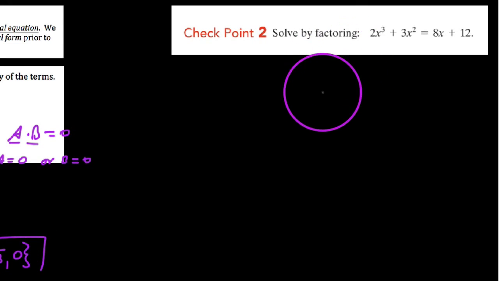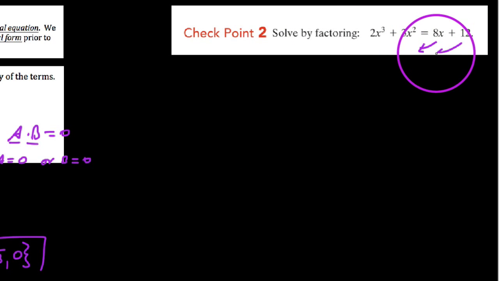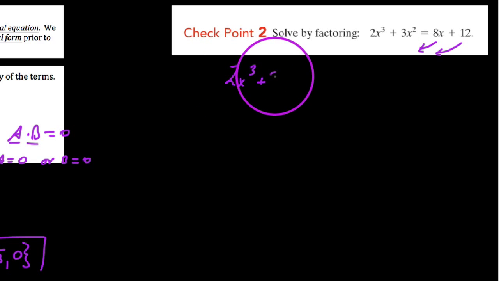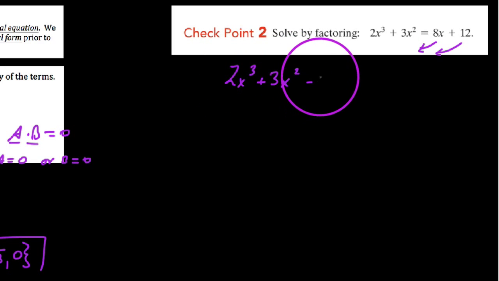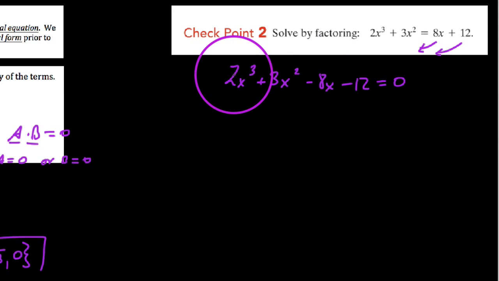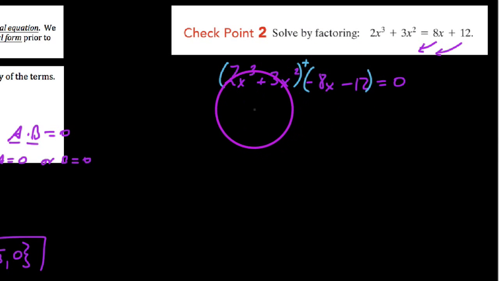So taking a look at this next example, let's go ahead and start again by clearing the right-hand side. I'm going to bring all of these terms over to the left. And we end up with this statement here. We have 2x to the third plus 3x squared minus 8x minus 12, and this is all equal to 0. So in terms of factoring methods, I recognize that if this is a polynomial, has 4 terms, that often we use this factoring method called grouping.